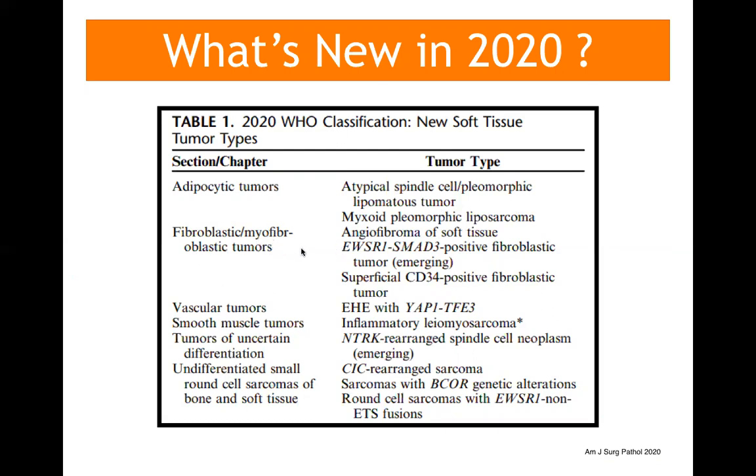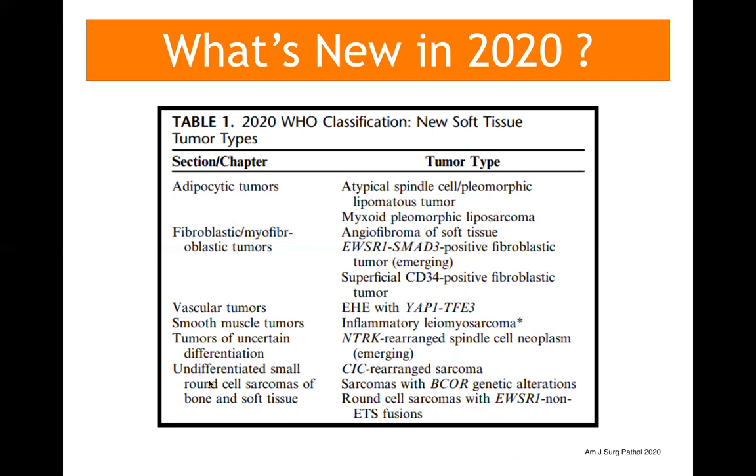There are a few entities which have been described in the fibroblastic tumor category, that is angiofibroma, mutation associated fibroblastic tumor, superficial CD34 positive fibroblastic tumor. In the vascular tumors, epithelioid hemangioendotheliomas, which are now considered malignant, have been shown to show this TFE3 mutation, and this is also being utilized as an immunomarker to diagnose them. In the smooth muscle tumors, we have inflammatory leiomyosarcomas. If you see a leiomyosarcoma with a predominance of inflammatory cells, we call it now an inflammatory leiomyosarcoma, and it is now a distinct entity which is different from the leiomyosarcomas.